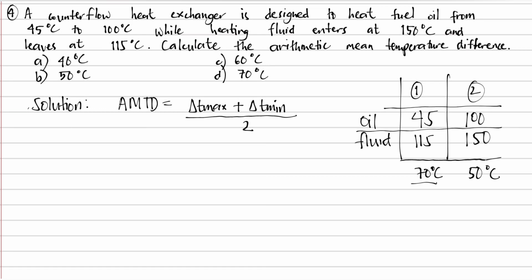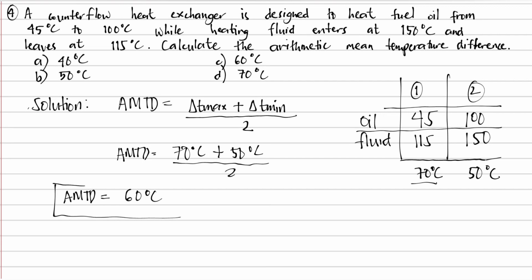So, gamitin na natin si formula ng AMTD para dyan. So, AMTD is delta T max, so 70 degrees Celsius plus 50 degrees Celsius divided by 2. So, magiging kasagutan mo for AMTD will be 60 degrees Celsius. So, this is our final answer for this problem number 4. Okay? So, we proceed to our last problem number 5.